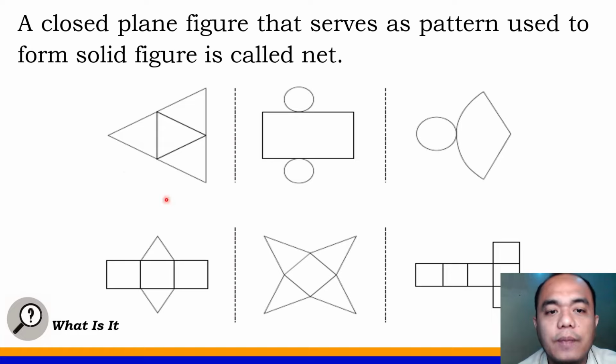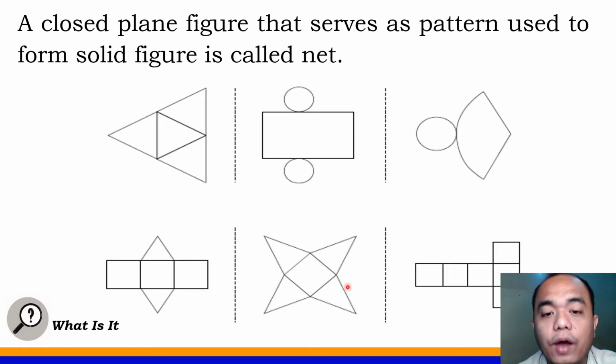This is an example of nets. As you can see, these are made up of a plane figure called a triangle. And this is used to form a triangular pyramid. Next, this one. We have a rectangle and 2 circles. And this is a net for cylinder. This one. This is a net for a cone. This one. This is a net of this one. Yes, this is a net of square pyramid.